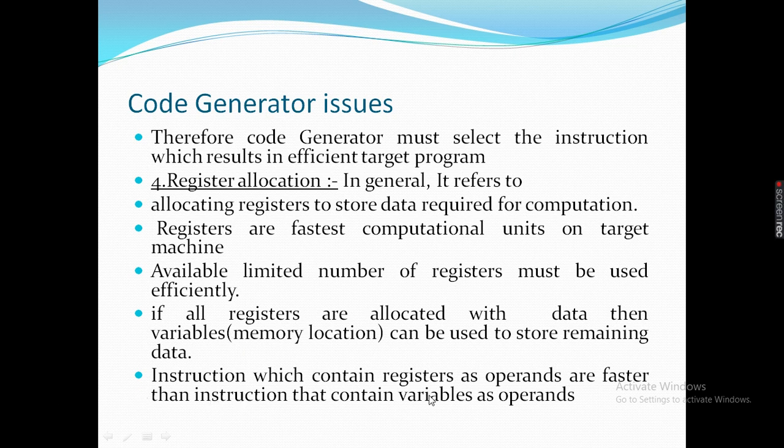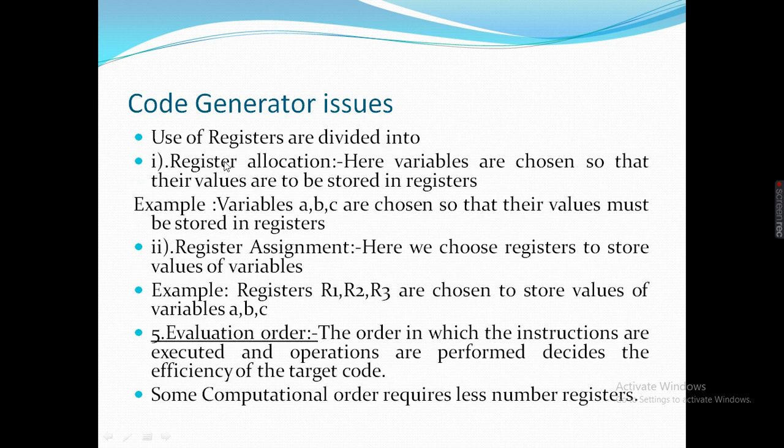Instructions which contain registers as operands are faster than instructions that contain variables as operands. The use of registers is divided into register allocation and register assignment. I already said what register allocation is. In register allocation, the variables are chosen so that their values are to be stored in registers.